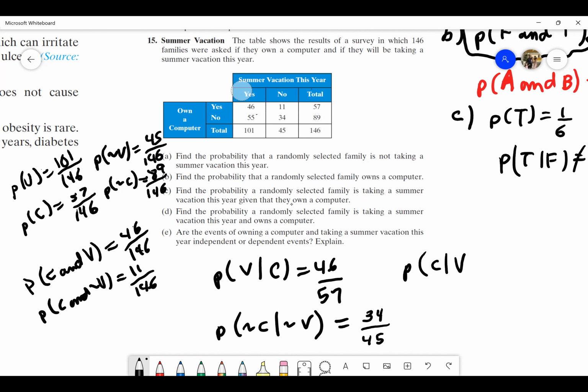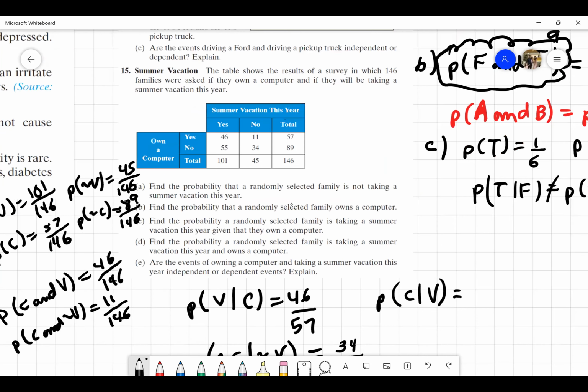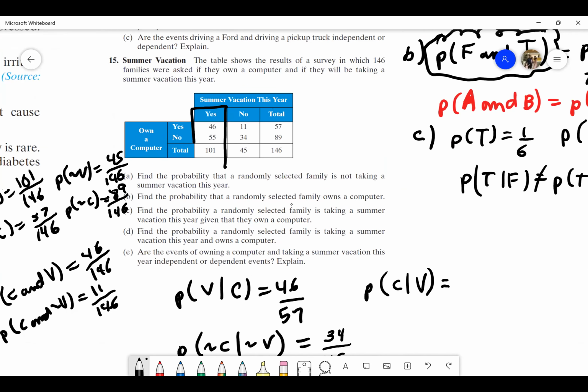I flipped it on purpose. Now what I did again: what's the probability computer given vacation? Line them up. Okay, say that again. Computer given vacation. All right, so where's our vacation? Oops, wait, give me a second. So here's vacation. What's the probability to have a computer, out of how many? There you go.